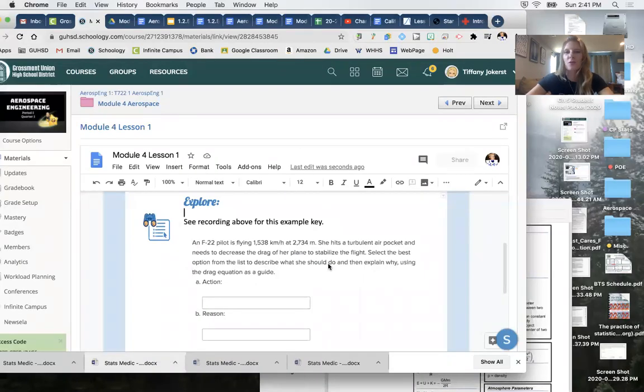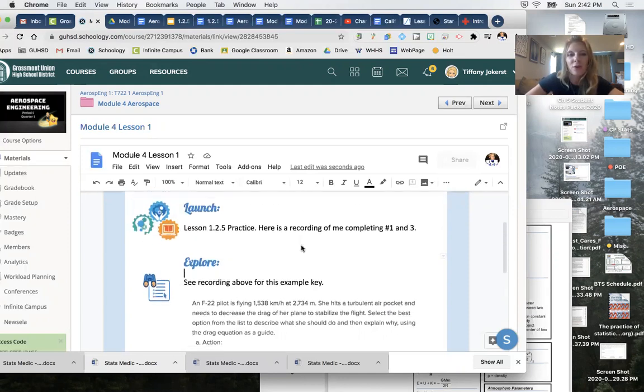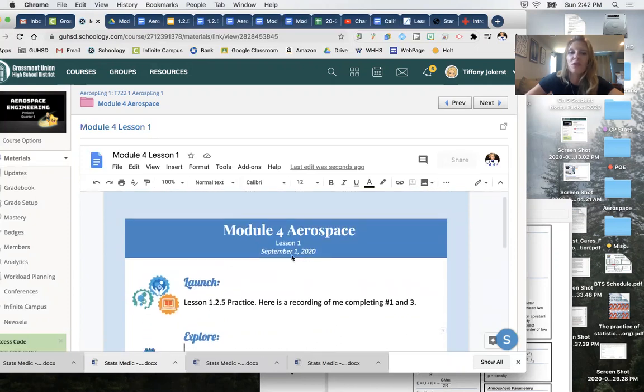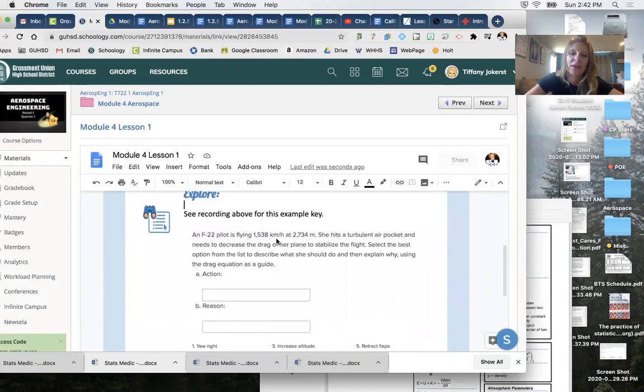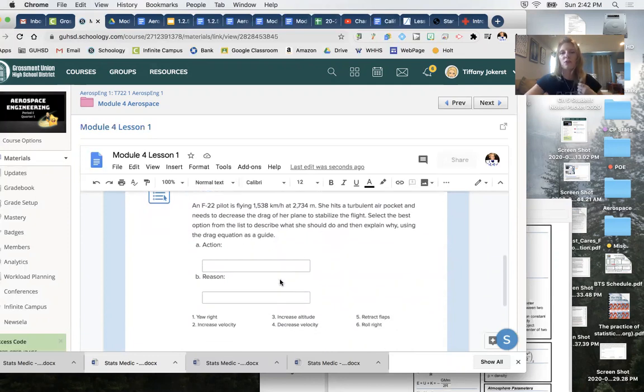So today we're going to go through and I'm going to actually do number 1 and 3 from your homework, and they are using the drag formula. I'm going to put that drag formula up in just a second, but I'm going to first launch you. You should be on module 4, lesson 1, and this is the very first example. I'll do number 1 from your homework here, and then I'll pop over to the actual assignment and do number 3.